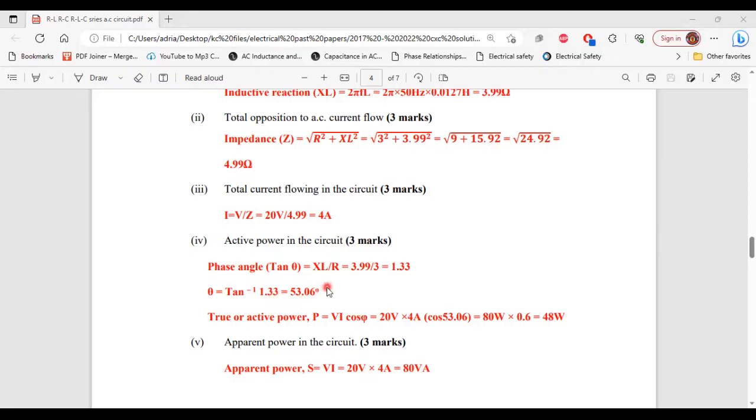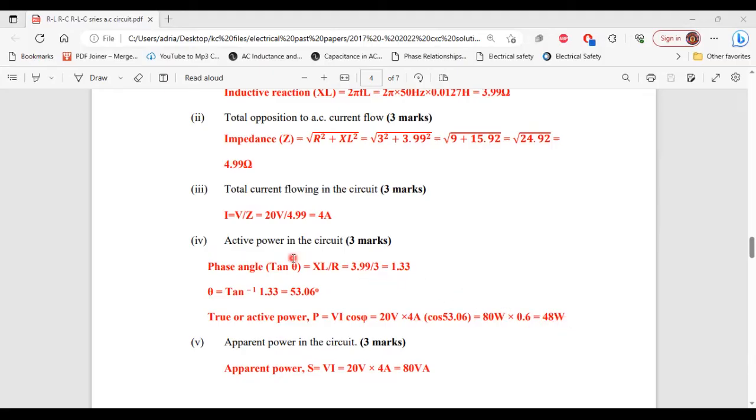So to calculate the active power now, active power P is equal to voltage times current times cos theta. That is 20 volts times 4 amps times cos 53.06. That is 80 watts times 0.6. That will give us 48 watts.